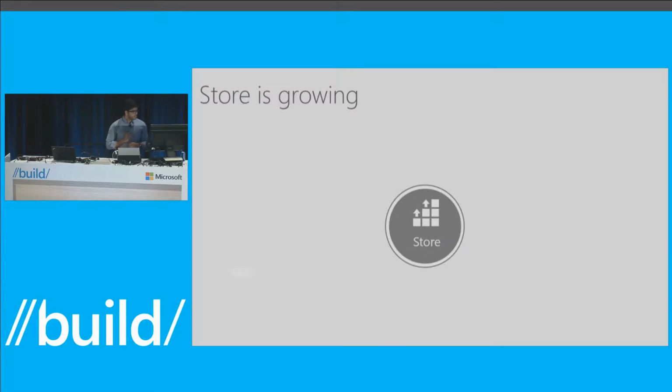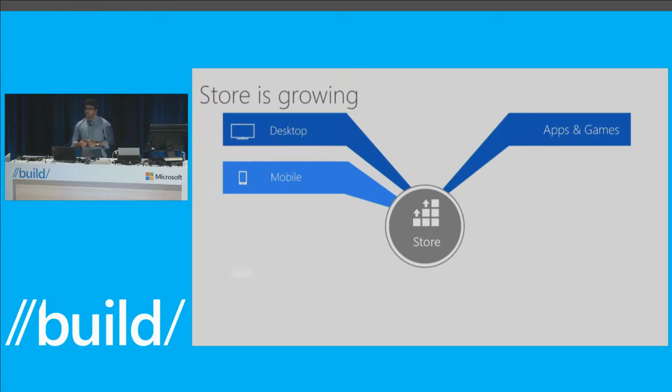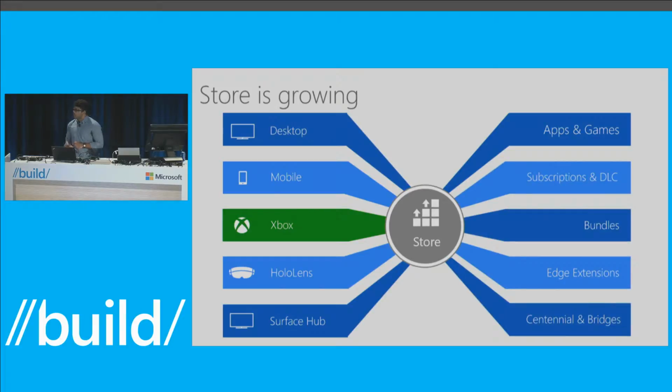Design. The store is growing. Currently, we support desktop and mobile, and we're able to support apps and games for these platforms. With the exciting announcements we've done in the last couple of days, you know we're also able to support Xbox, HoloLens, and Surface Hub. Not only that, we'll be able to consume additional content types, such as subscriptions, DLCs, bundles, Edge extensions, and Centennial bridges.